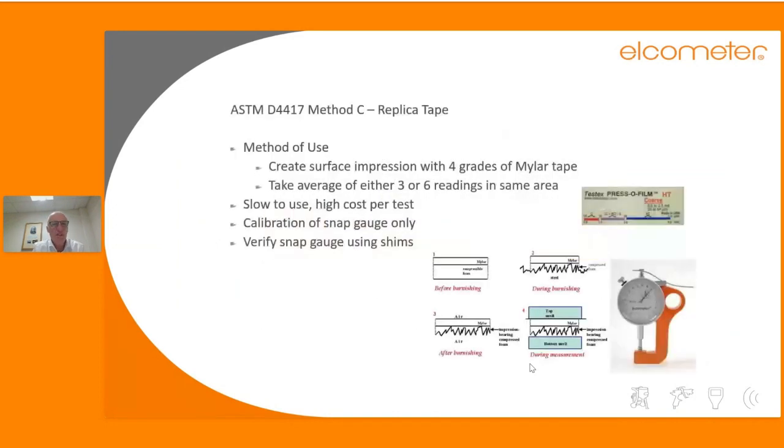If we move on to method C, the replica tape or Testex tape, as we use it, it's been used a long time. It's very good reputation in the marketplace. It tends to be specified in a lot of jobs. However, it is quite slow to use. It has got high cost per test. The calibration of the snap gauge is the only thing that you can calibrate. You can't actually calibrate the test piece. And again, using the gauge, you can calibrate that using shims.